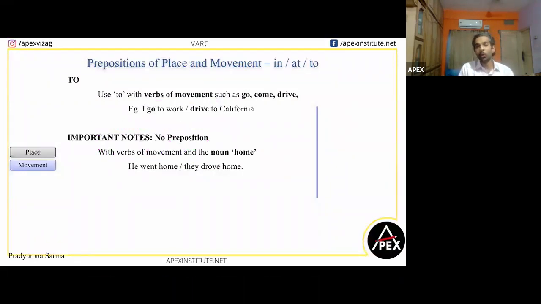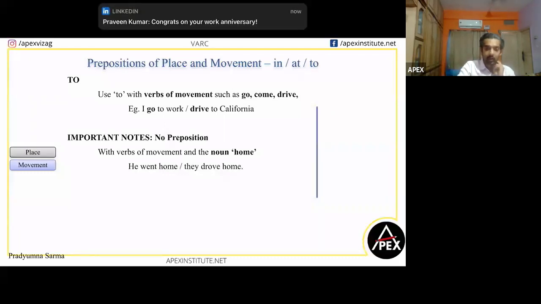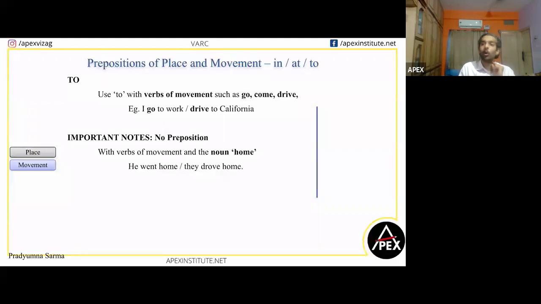Okay. Now there's one important note. Whenever we are using verbs of movement and the noun home, we'll use it in this way. He went home. They drove home. All right. We are not going to be using any preposition over here. That means we won't say he went to home. Do you get what I'm trying to say? We won't say we went to home. We will say he went home. All right. Okay.